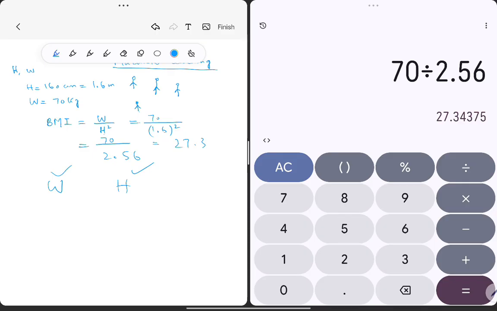How can I find out? First, I will calculate the BMI from these two. There is a rule that if the BMI of a person is greater than 30, he is classified as obese. If it is less than 30, he is classified as non-obese. 30 is the threshold. This is called the threshold: the minimum value of BMI above which people are classified as obese.